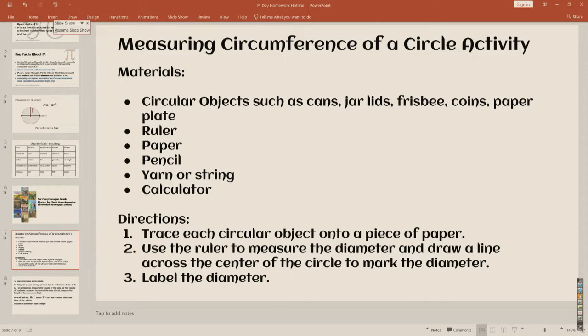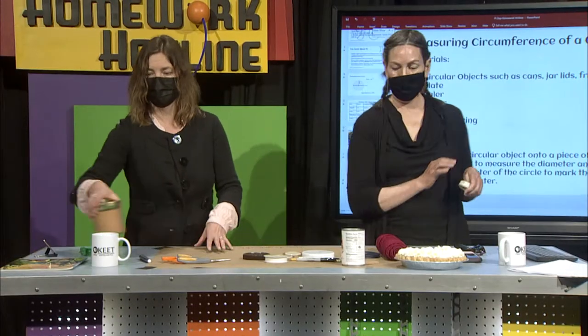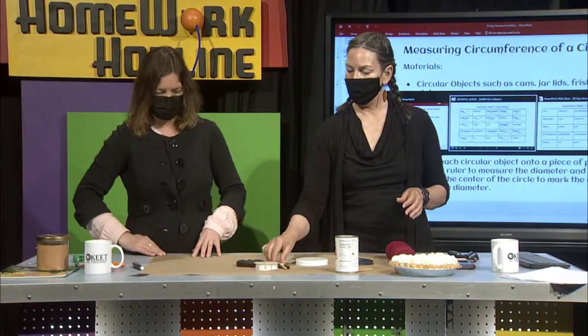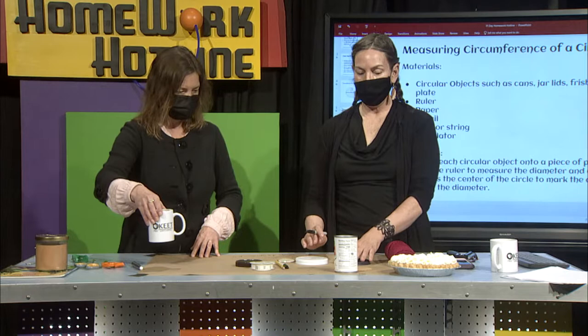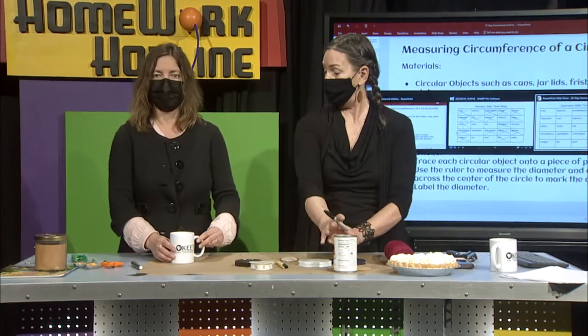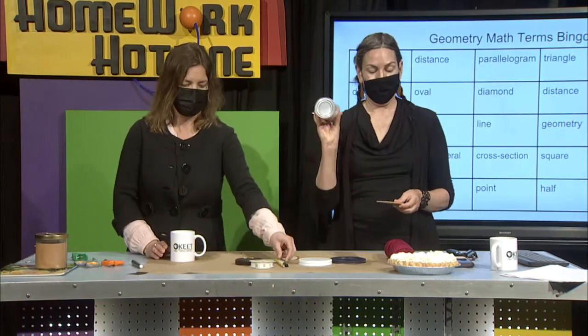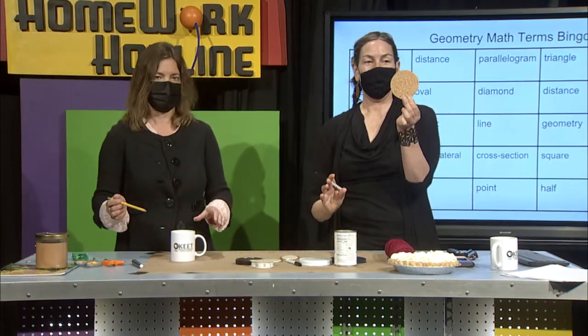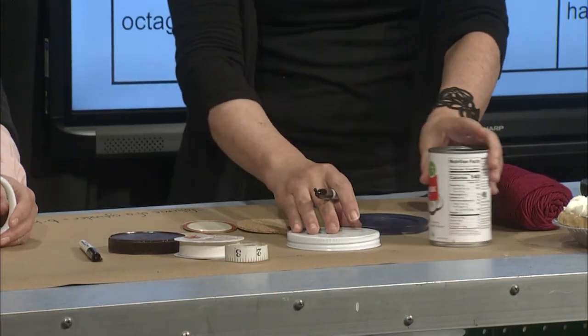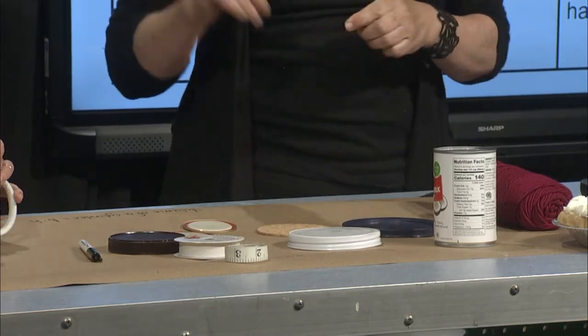And so the first thing that we're going to do, Jody, is we'll trace each circular object onto a piece of paper. And we may have time just to do a couple, so you can pick one that you'd like to trace. And then we'll use our measuring tape. All right. So we have a whole bunch of different items here. We have some lids, all different lids. Oh, I'll use the KEET cup. Yes. A can. Or we also here have a coaster. All right. We're going to trace our circle onto the paper.